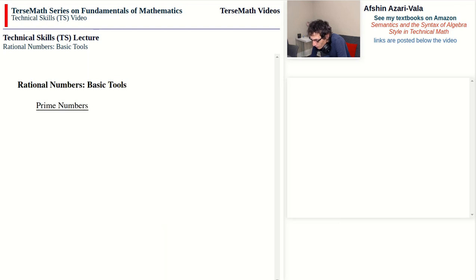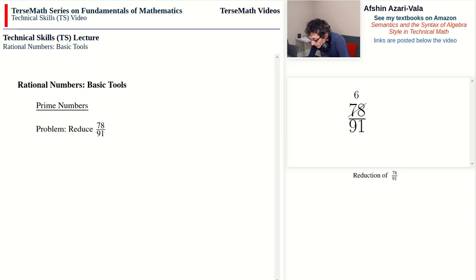The next topic is on prime numbers, and I would like to explain why by talking about a particular problem. And this problem says that we want to reduce 78 over 91. Now I tell you ahead of time that the number that goes into the top and the bottom is 13, and we can reduce 78 over 91 using 13. Dividing 78 by 13 gives us 6. Dividing 91 by 13 gives us 7. So 78 over 91 is the same as 6 sevenths.